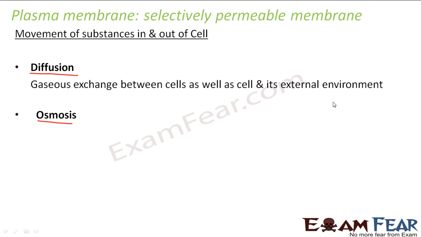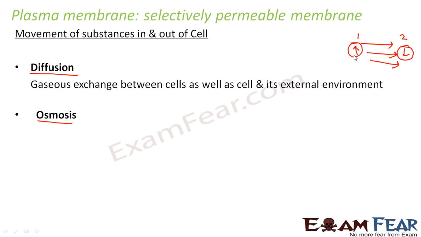For example, let us suppose there is some gas, say oxygen. Let us suppose you have two different media. Let us suppose this is region 1, this is region 2. Here the concentration of oxygen is higher and here the concentration of oxygen is less. So what will happen? Oxygen will start flowing from region 1 to region 2, from a region of higher concentration towards a region of lower concentration. This process is known as diffusion. So diffusion is one of the modes by which the plasma membrane allows gases to move across it.